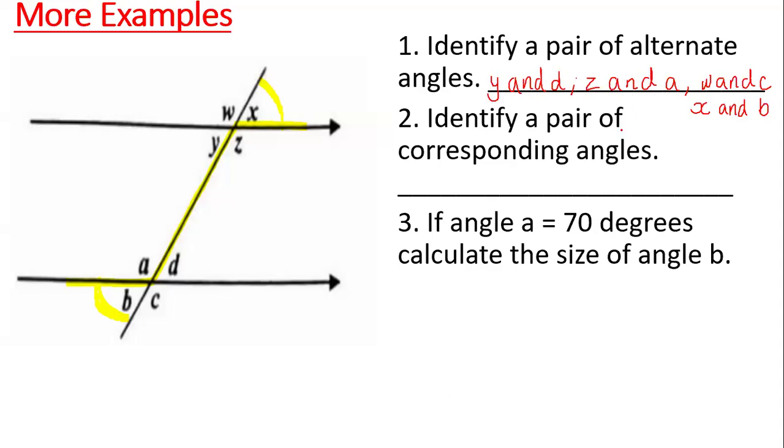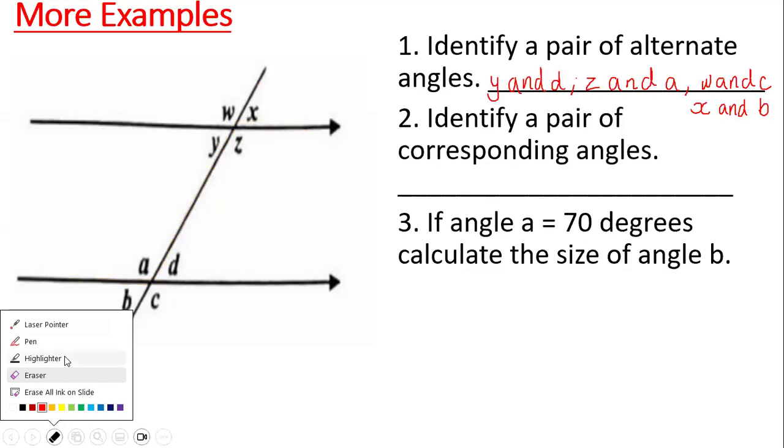For number 2, what do we mean by corresponding angles? They form an F shape. Let me ask it again. Class, what do we mean by corresponding angles? They form an F shape. So let's go ahead and look at them.